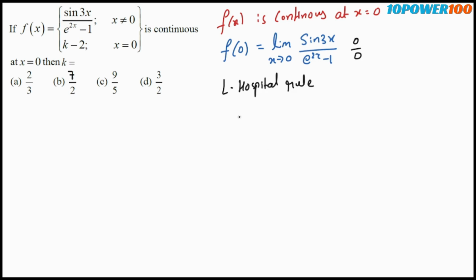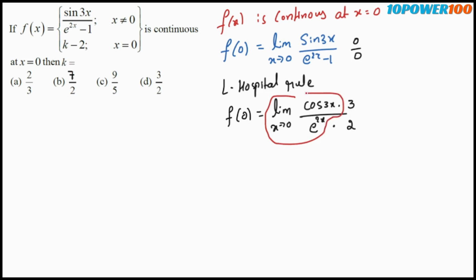So let's do that. Here f of 0 is equal to limit x tends to 0. Sine 3x differentiation is cos 3x, and 3x differentiation is 3, and e power 2x minus 1 differentiation is e power 2x, into 2x differentiation, which is 2. Now if you substitute x is equal to 0, cos 0 is 1 and e power 0 is 1. So the complete value will become 1 after substituting x is equal to 0.